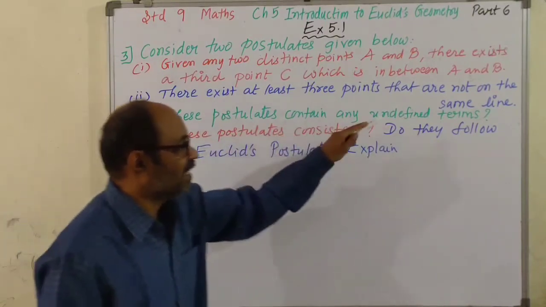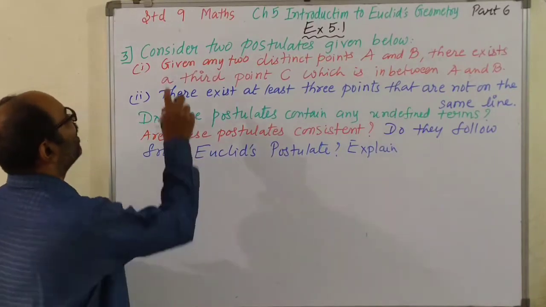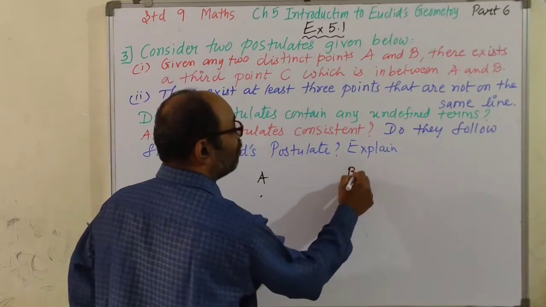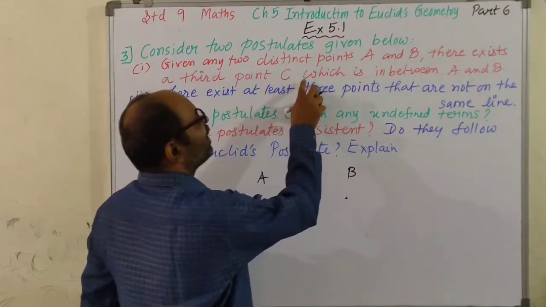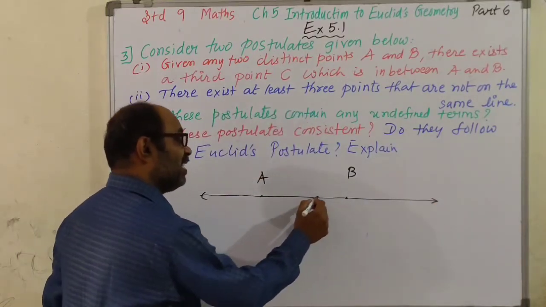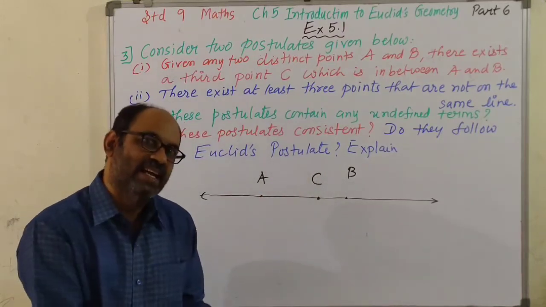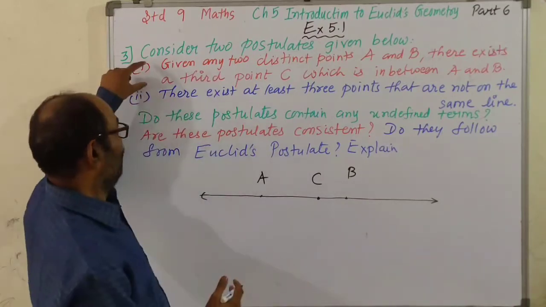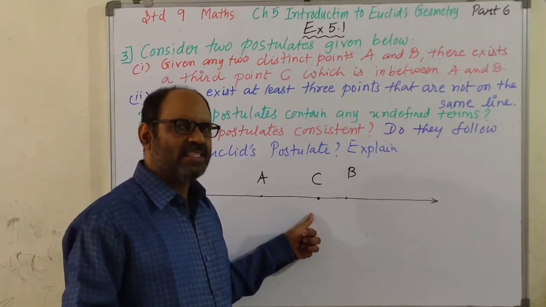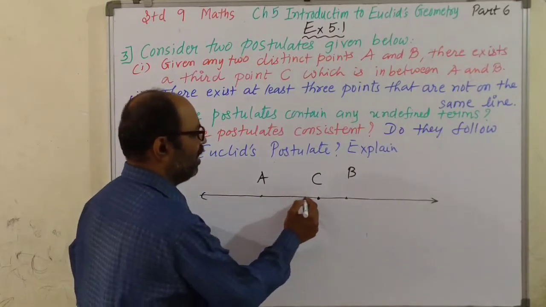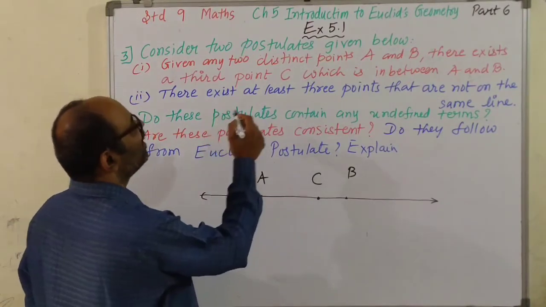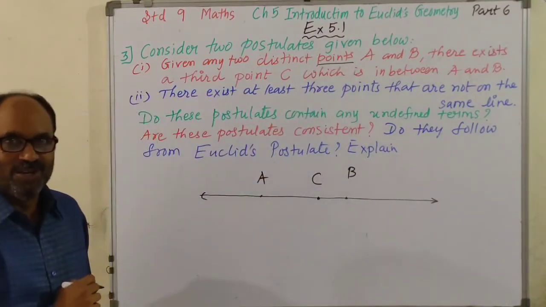First question. Do these postulates contain any undefined terms? Let's read the first postulate. Given any two distinct points A and B, there exists a third point C which is between A and B. So I have to draw a line. Yes, there is a third point. You will always find a point between these two points. This is a universal truth. So this is a postulate which says if two distinct points are given, then there is always at least one point between A and B. It can be here, it can be here, it can be exactly in the middle, anyway. So this is a postulate. Are there any undefined terms? Yes. Point is the undefined term used here.